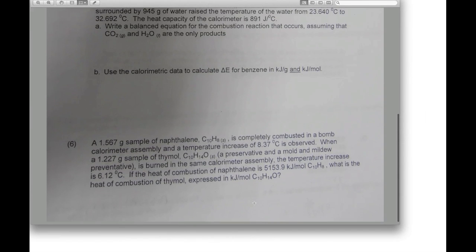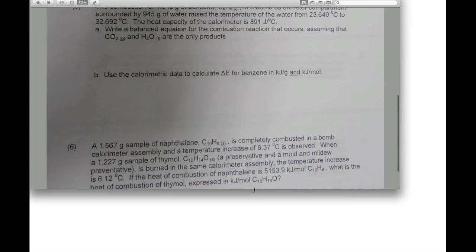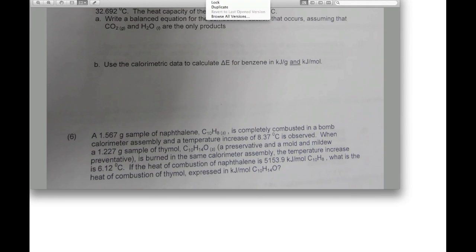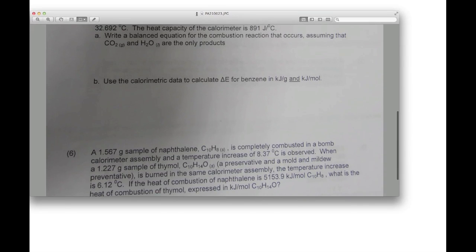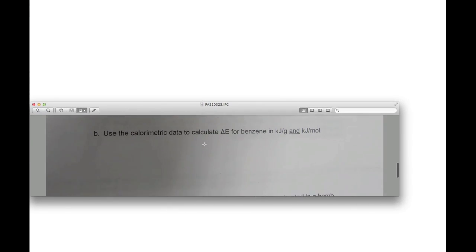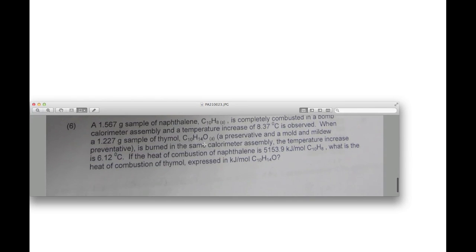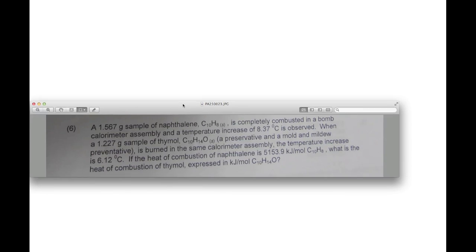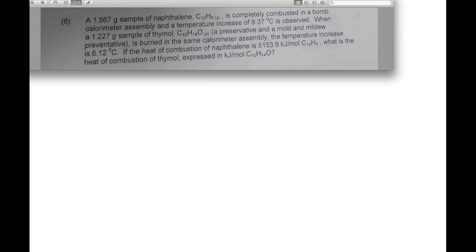All right, this last problem here, this is a hard problem, but give it your best shot. Let's try number 6. A 1.567 gram sample of naphthalene is completely combusted in a bomb calorimeter assembly, and a temperature increase is observed.